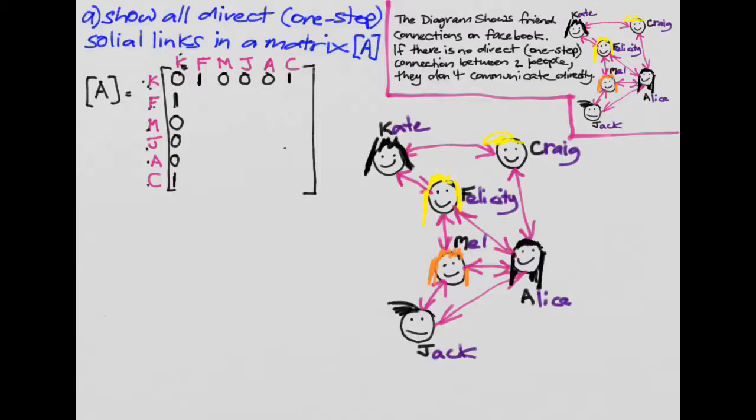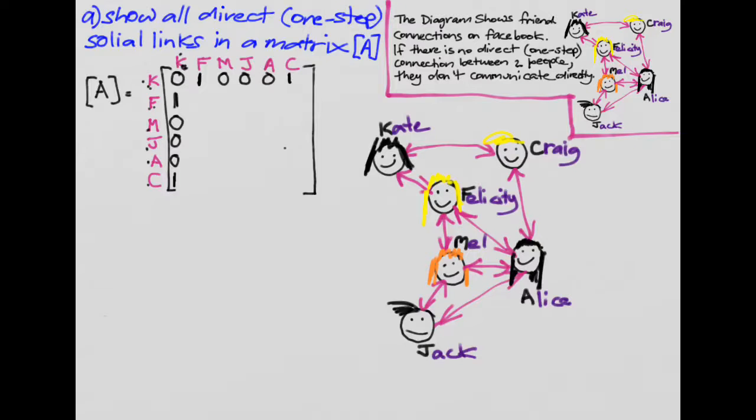Now the reason that we're doing a 1 in 2 positions is because as you've noticed, there's an arrow on both ends of the connection. If Kate could only communicate with Craig in one direction and Craig couldn't communicate with Kate, then you would only have a 1 here and you'd have a 0 here.